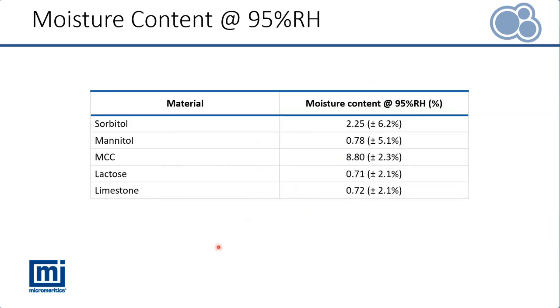Just to summarize that moisture content, we have lactose and limestone that both had the lower levels of moisture content, closely followed by the mannitol. Then we have sorbitol at 2.5% moisture content at 95% RH, and MCC at the highest at 8.8%.